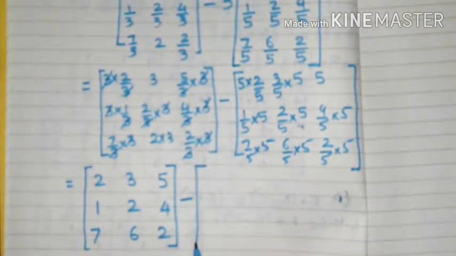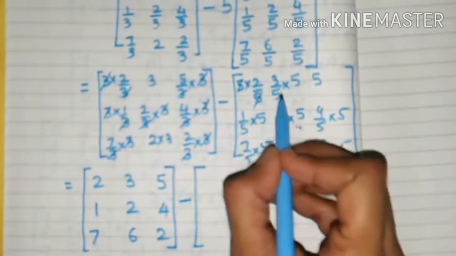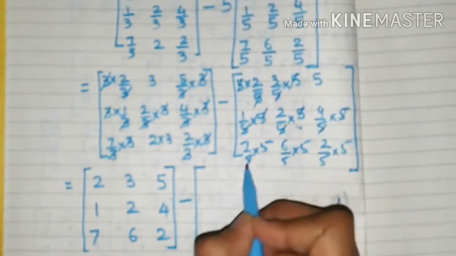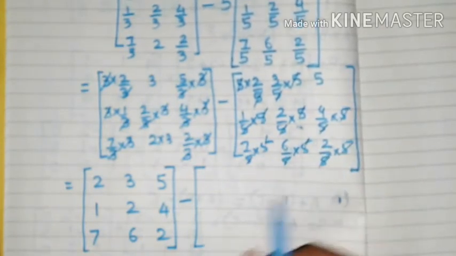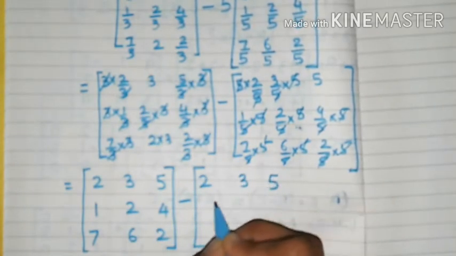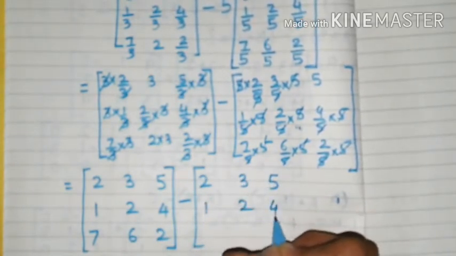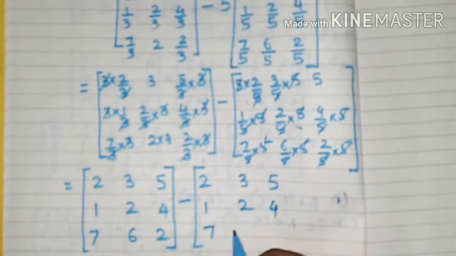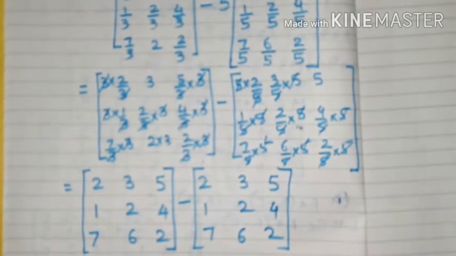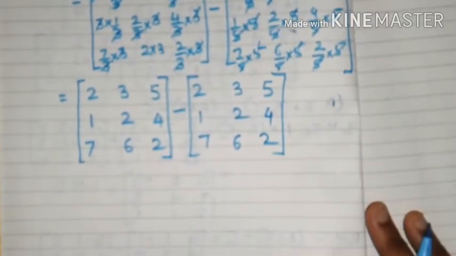Whereas the second expression also, if you see, the 5 gets cancelled in so many places. In all these places 5 gets cancelled. So again we are left with 2, 3, 5, 1, 2, 4 and in the third row it's 7, 6 and 2. If you see both the matrices, the corresponding elements are the same.